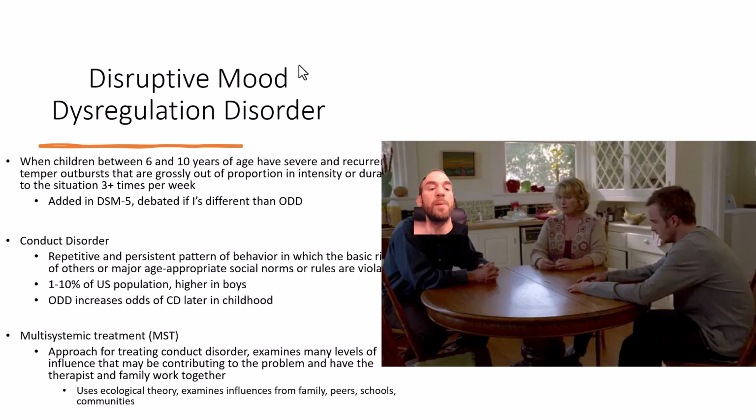And finally, we have this treatment approach, multi-systemic treatment, MST. This approach for treating conduct disorder examines many levels of influence that may be contributing to the problem and has the therapist and family work together. They use the ecological theory, that is Bronfenbrenner, to examine influences from family, peers, schools, and communities. So like I said before with that suicide prevention program, because developmental outcomes are influenced by so many things, this multi-systemic approach tries to work through that. So maybe work with parents, teachers, grandparents, friends, their community, something along those lines, all trying to come together to address this disorder.